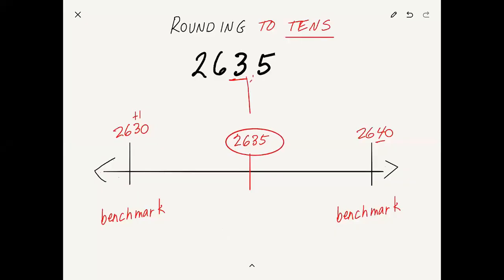So this number in this case is right in the middle. It's right on the midpoint. Now, if it's right on the midpoint, the rule is you round it to the higher number. So it would be 2640. Now, that's it. That's how you're doing this. I'm going to do a couple more examples.